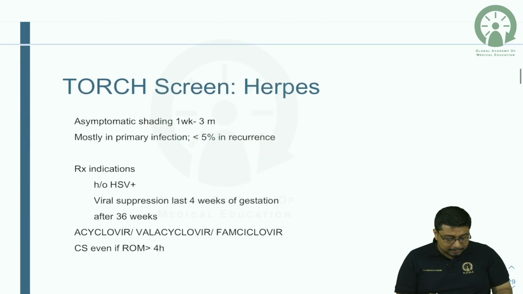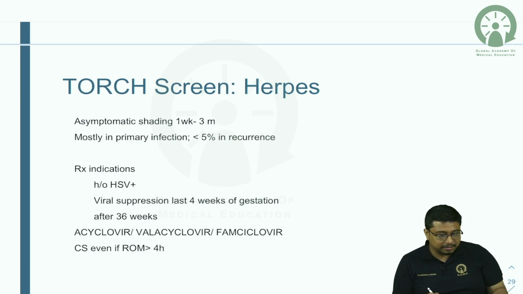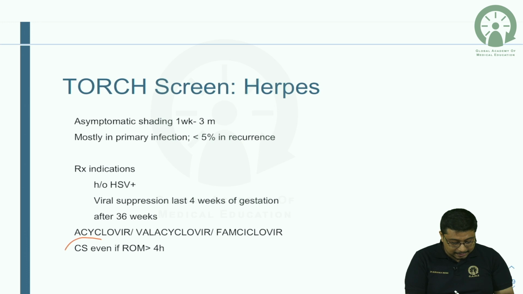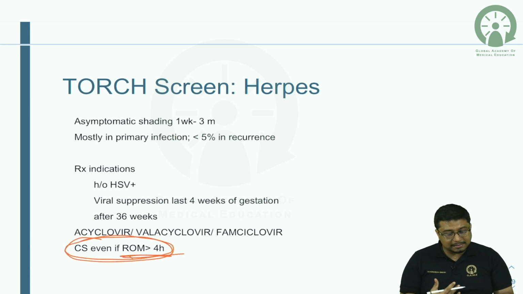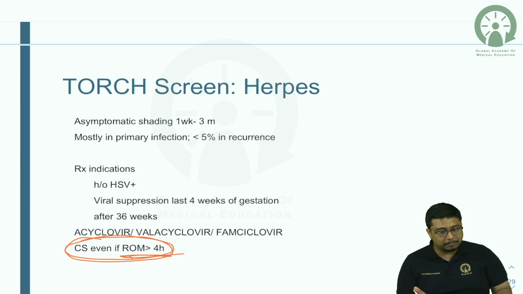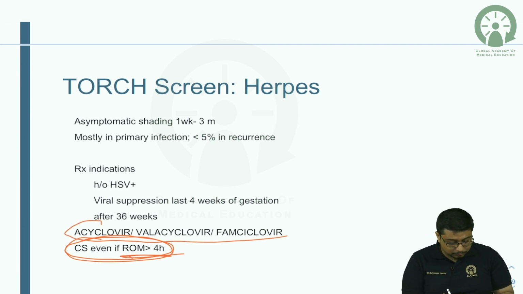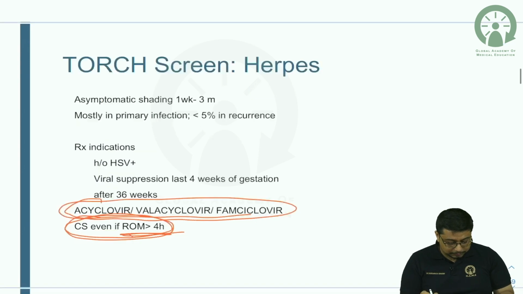Coming to another TORCH infection, herpes. Herpes is a genital lesion and it's a genital transmission, so cesarean is absolutely recommended to prevent infection. Even if rupture of membrane has happened more than 4 hours, so we can assume that the contact has already been established, even then cesarean, the baby is not allowed to pass through the genitals of the mother. Acyclovir, valacyclovir, famciclovir, all of these are used in treatment.